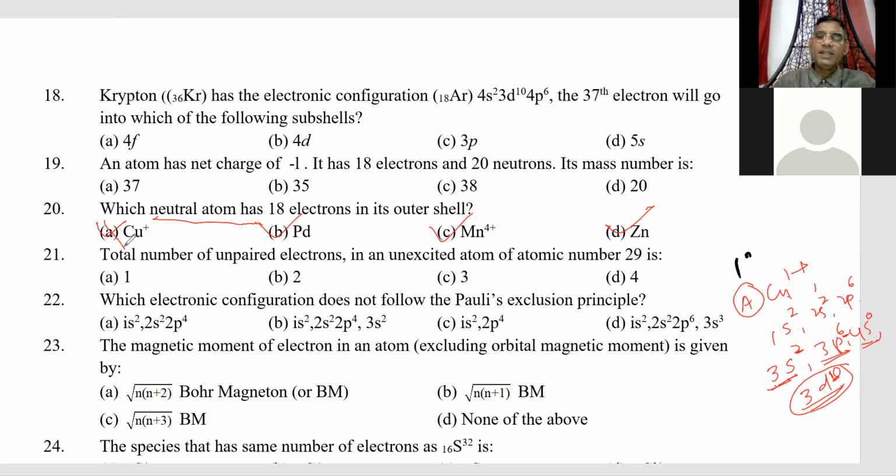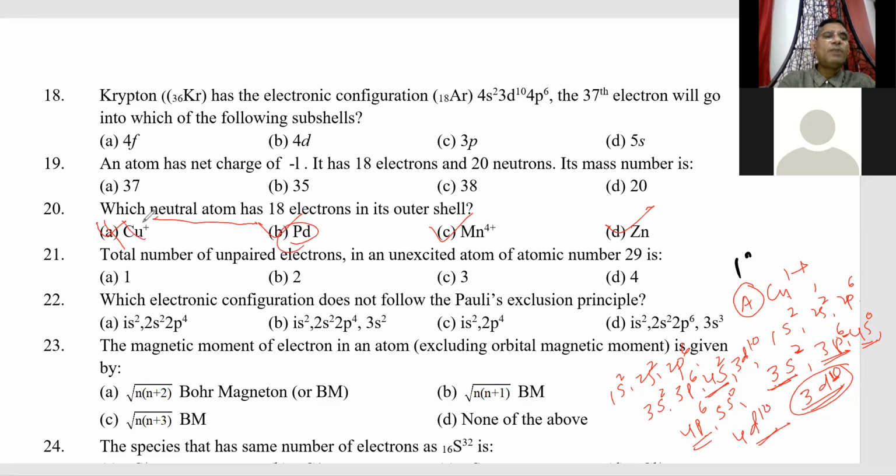Palladium. See what palladium will have. 1s2, 2s2, 2p6, 3s2, 3p6, 4s2, 3d10, 4p6, 5s0, 4d10. So this is the fourth shell, 2, 8 and 10, 18. Palladium will be the answer, not copper. Why? Because copper is not neutral now, and they are asking for a neutral atom. So copper can't be the answer. Is it okay?